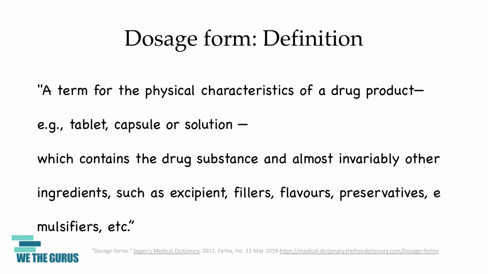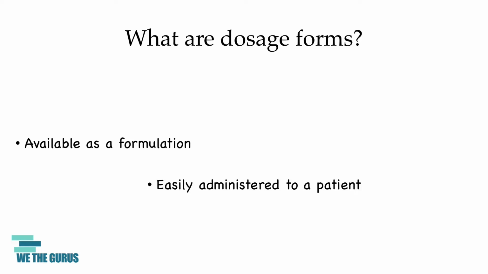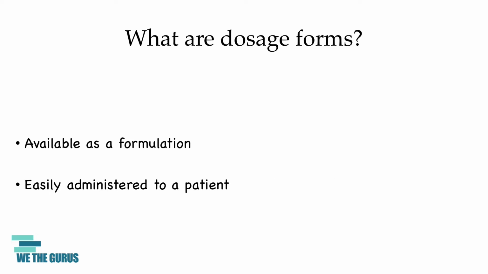According to Stedman's Medical Dictionary, dosage form is a term for physical characteristics of a drug product, for example, tablets, capsules, or solution, which contains the drug substance and almost invariably other ingredients such as excipients, fillers, flavors, preservatives, emulsifiers, etc. Simply speaking, dosage forms of a drug are the forms in which a drug is available as a formulation in the market and can be easily administered to a patient.